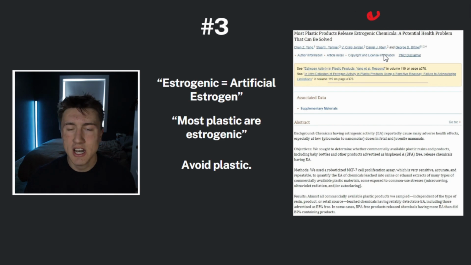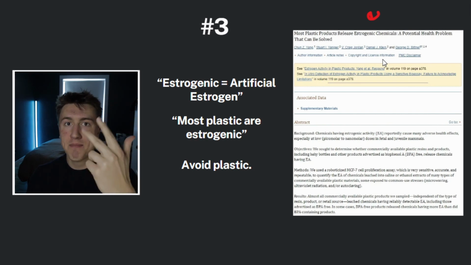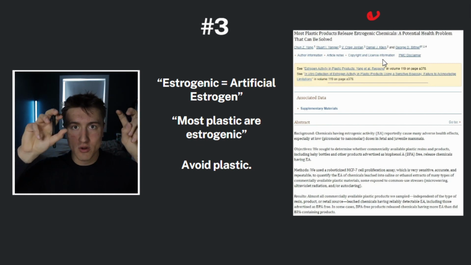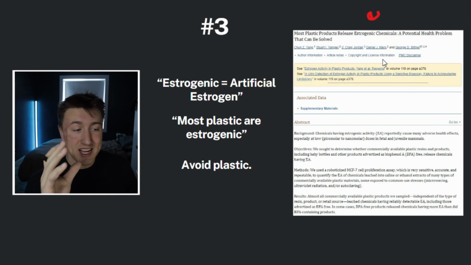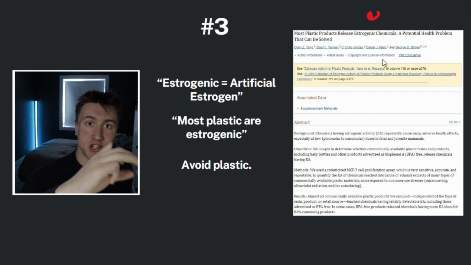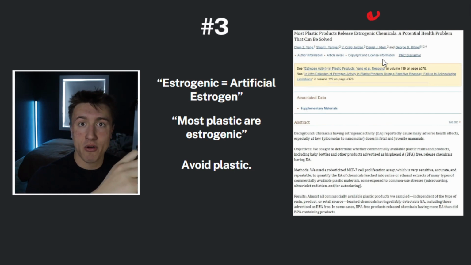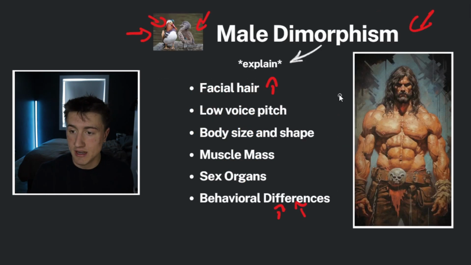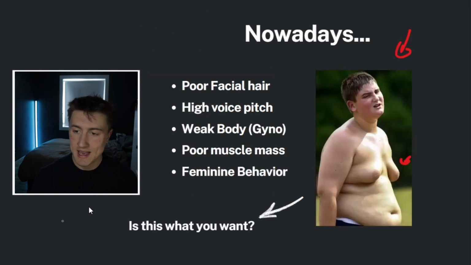Now, this paper talks a little bit about estrogenics in plastic. Plastics are estrogenic. You've got phthalates, BPA, BPS, those are estrogenics. And estrogenics are basically artificial estrogen. So testosterone is not able to bind with the androgen receptors because there's already artificial estrogen bound with them. And on top of that, instead of expressing male gene expression, male dimorphism, what you will be expressing is exactly what we see nowadays. That's not what we want.